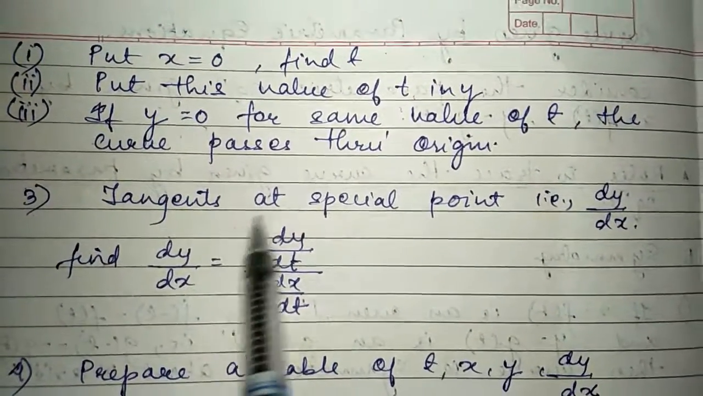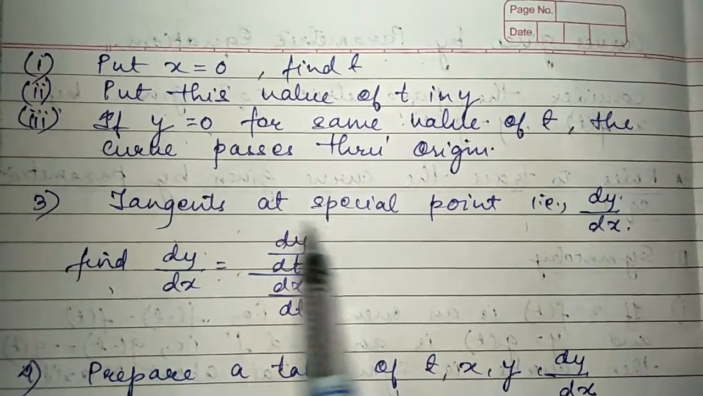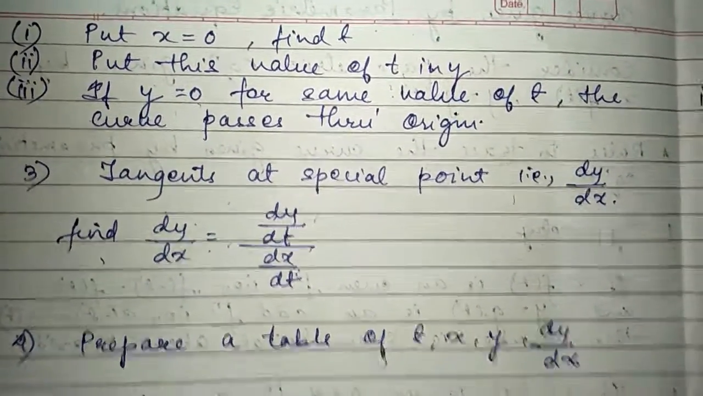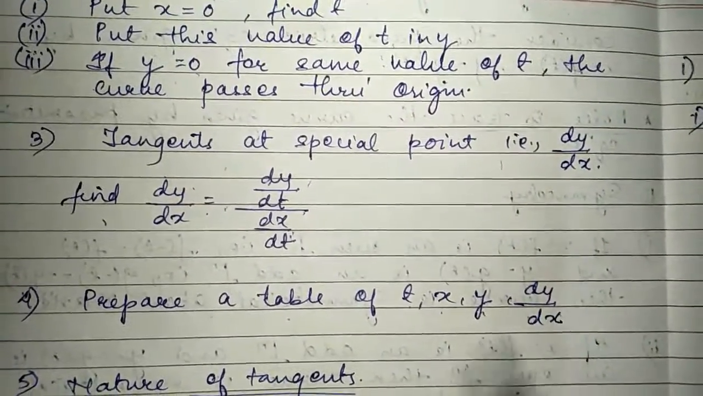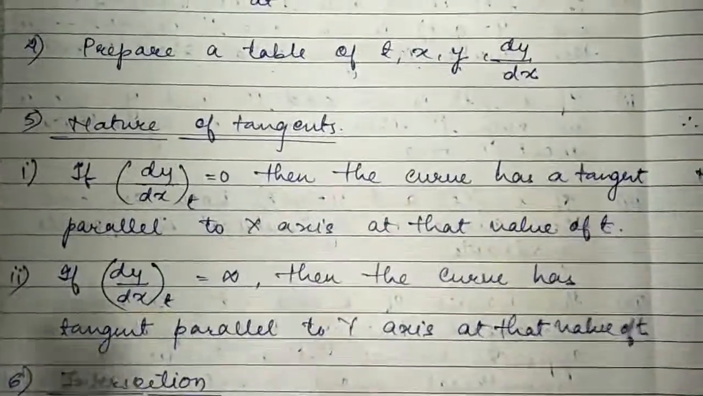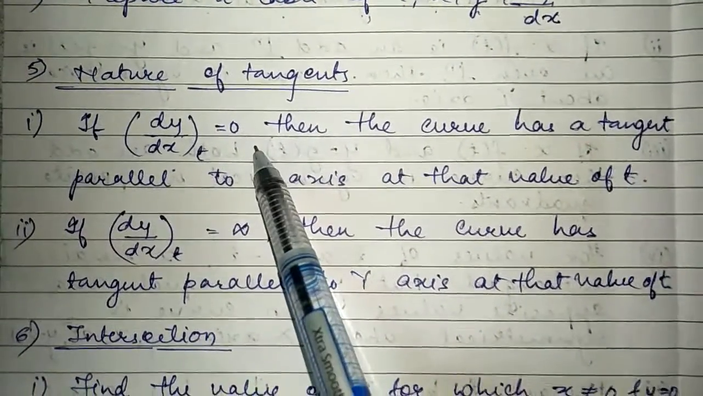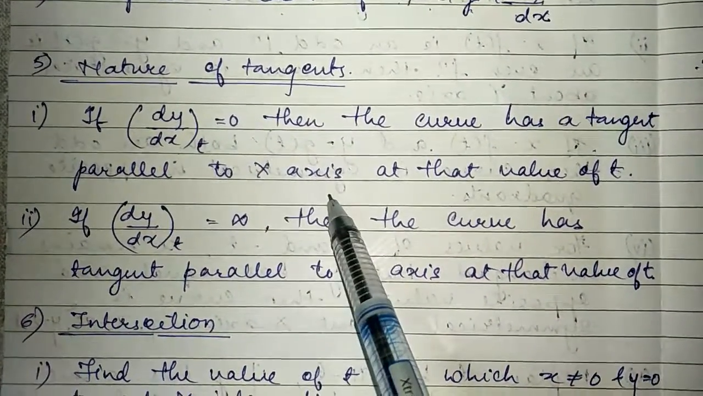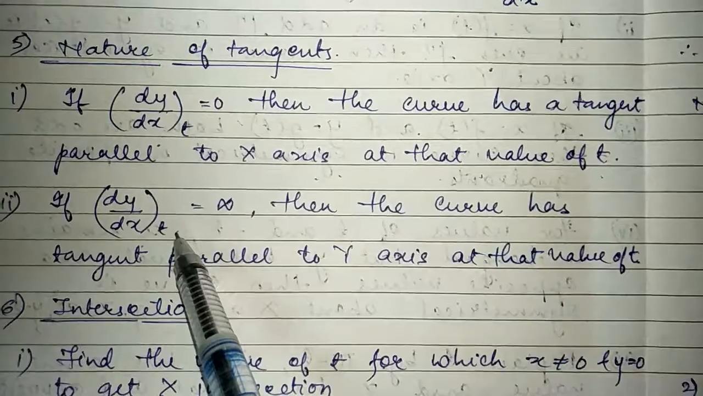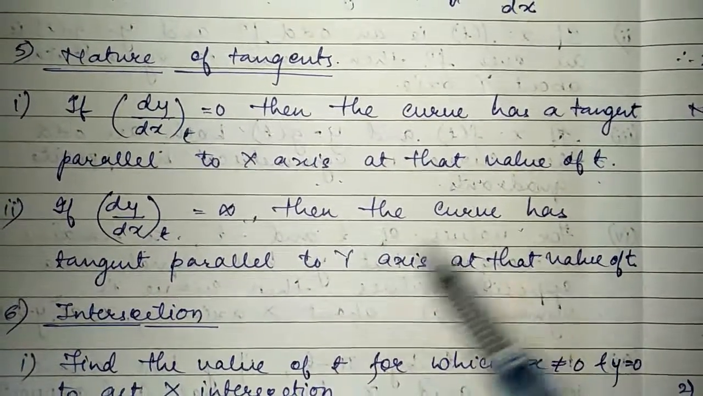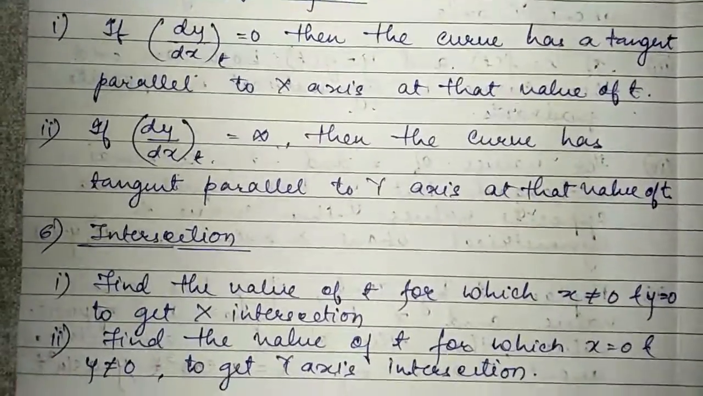The next point, tangents at special points, that is dy by dx. We have to find dy by dx as dy by dt upon dx by dt, and then prepare a table of the values of t, x, y and dy by dx. The nature of tangents: if the value of dy by dx at the point t is 0, then the curve has a tangent parallel to the x-axis at that value of t. And if dy by dx at the point t is equal to infinity, then the curve has the tangent parallel to the y-axis at that value of t. In this way we can find out the nature of tangents.